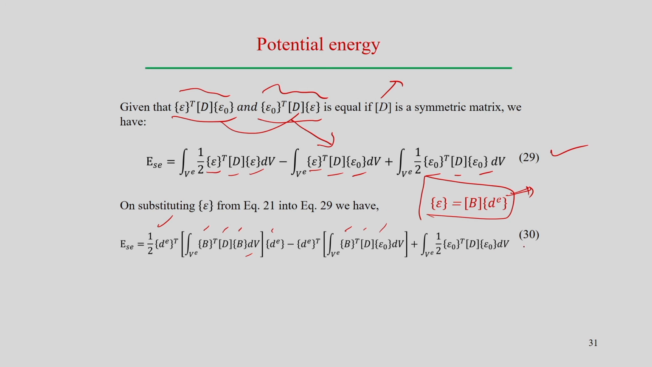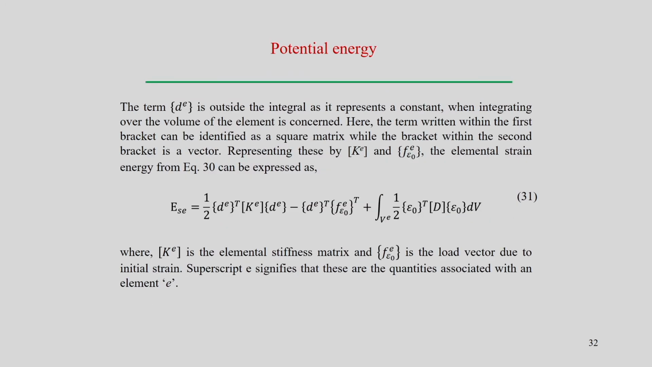Here you can see d is outside and the other d is inside. Whichever is the variable in this case is d, but d can also be constant, because d relates only to the elastic properties of the material. So, d can be outside of this integral. Once we get this expression, we are just replacing the strain value in terms of B and D.